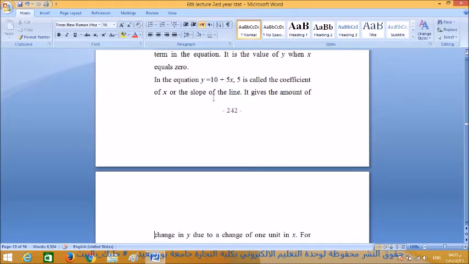In the equation y equals 10 plus 5x, 5, or b, is called the coefficient of x, or the slope of the line. It gives the amount of change in y due to a change of 1 unit in x.